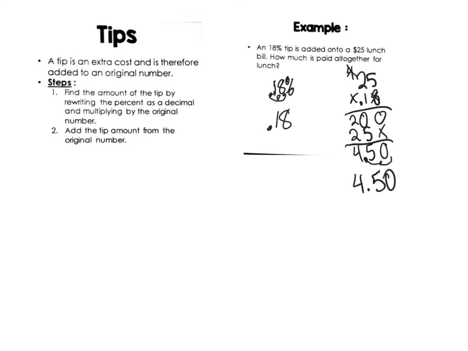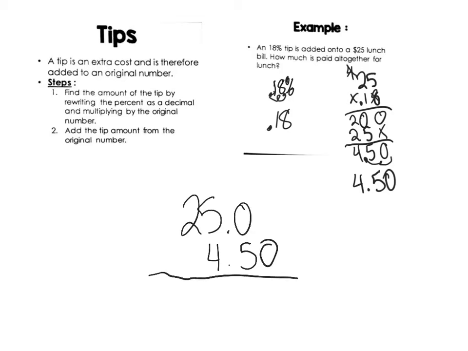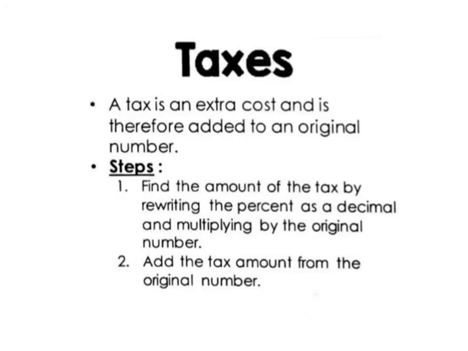to get $4.50. Now the next step is to add the tip amount back to the original number. So we started with $25 and we're adding $4.50. Add decimal and zeros for place value. We got 0, 5, decimal, 9, and 2. So the entire cost for lunch was $29.50.